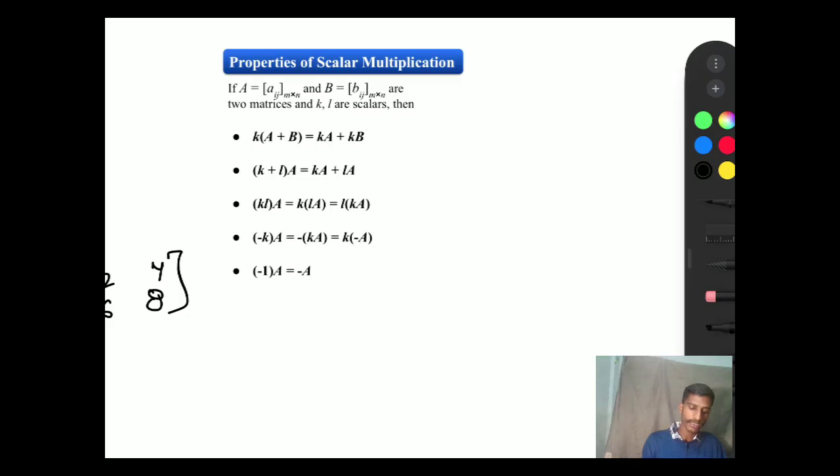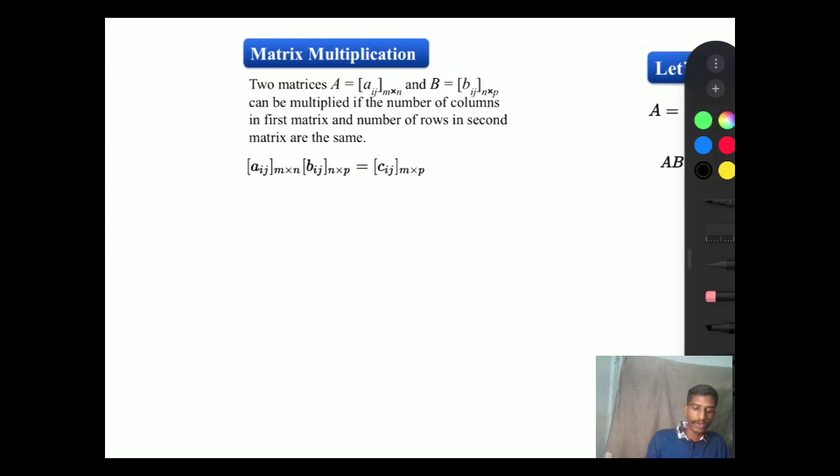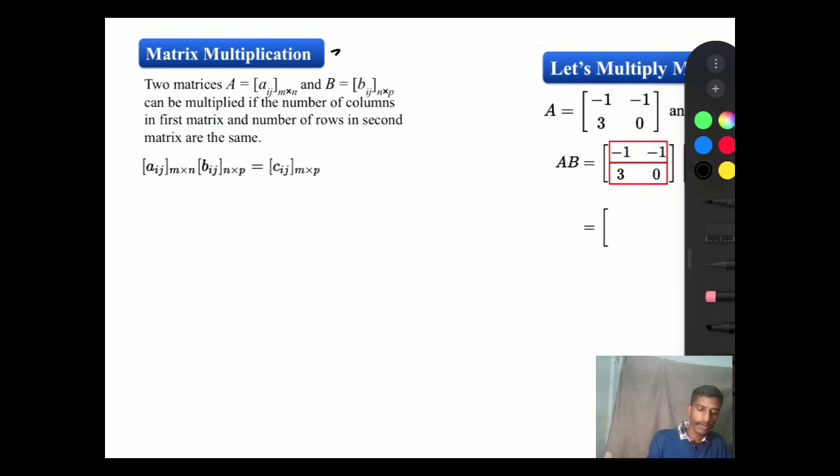The properties of scalar multiplication are like, if we are multiplying a scalar with a sum of matrices, then we can open the bracket to get our value. Similarly, there are some more scalar multiplication properties. Now, what is matrix multiplication?